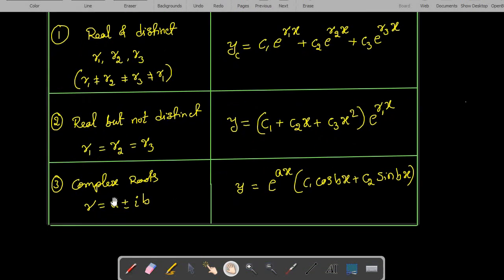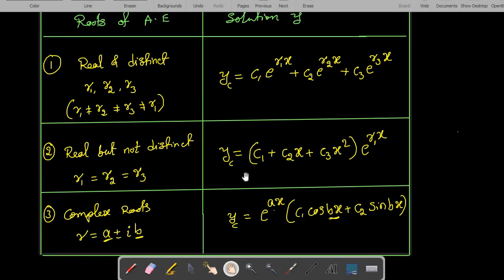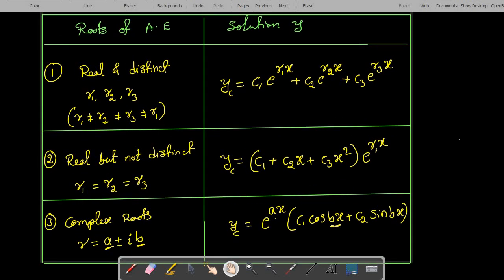And if you get complex roots like a plus or minus ib, in that case the complementary function will be e power ax, that is the real part, into c1 cos bx, this b, plus c2 sin bx. So this is how we will write the complementary functions. I hope this table will help you in writing the complementary functions. Now let us come back to the problem.